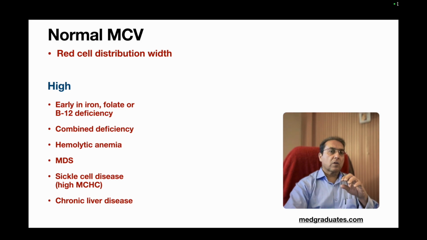And then patients who have chronic liver disease may also show, in some patients, normal MCV with high red cell distribution width. And then hemorrhage. Now, in hemorrhage, you may have high red cell distribution width if the reticulocytes have started coming into the circulation. Otherwise, this anemia is usually normocytic anemia with normal red cell distribution width.